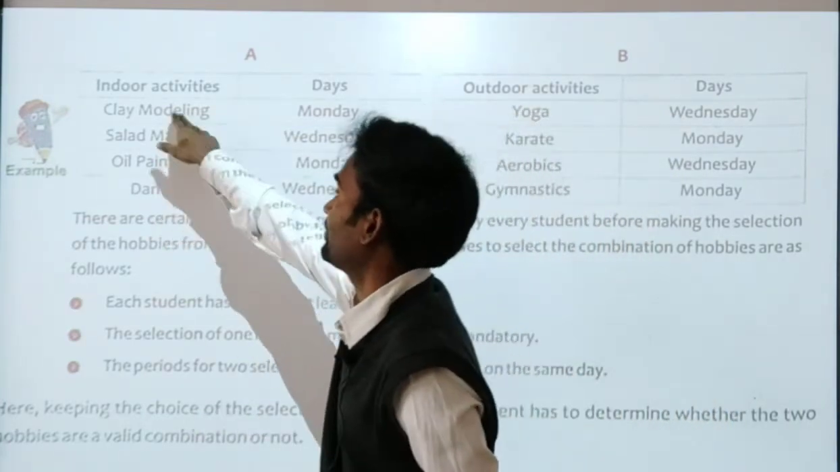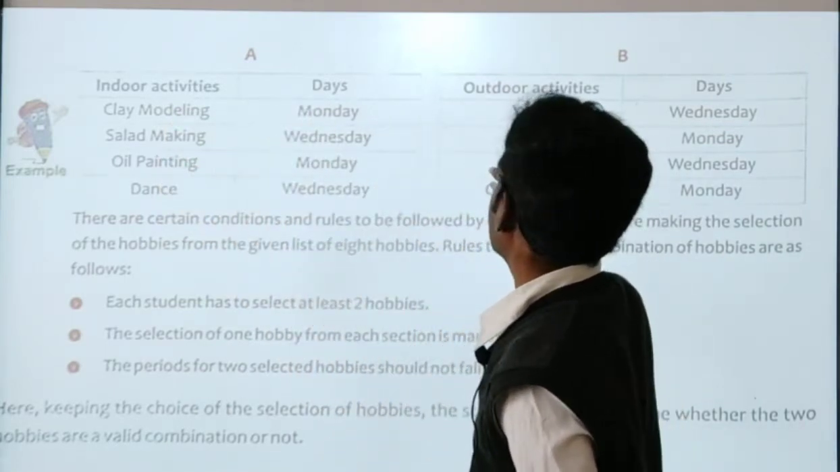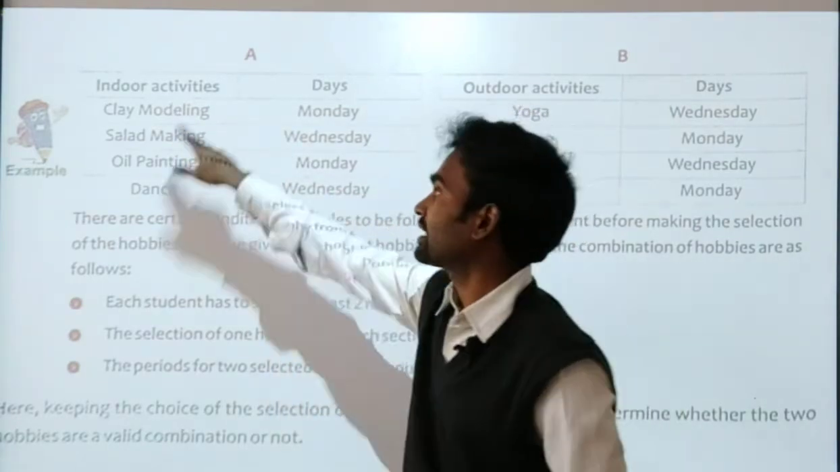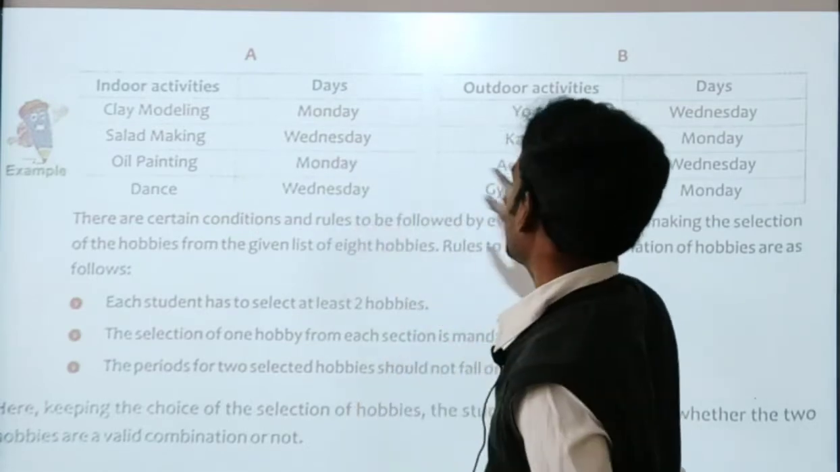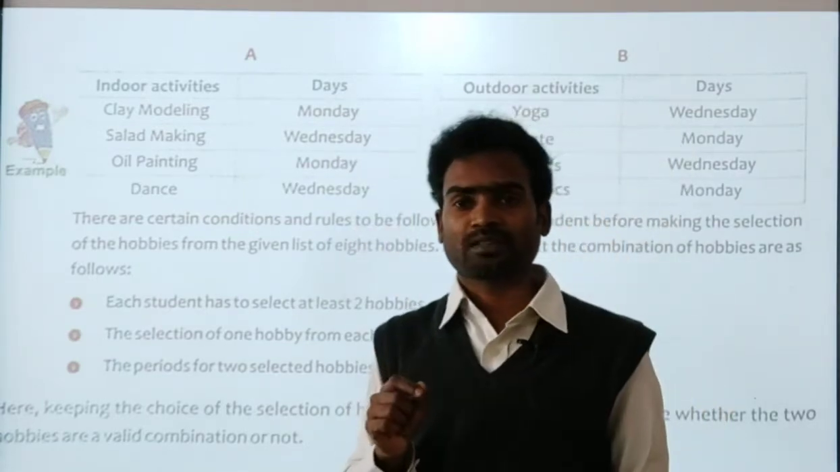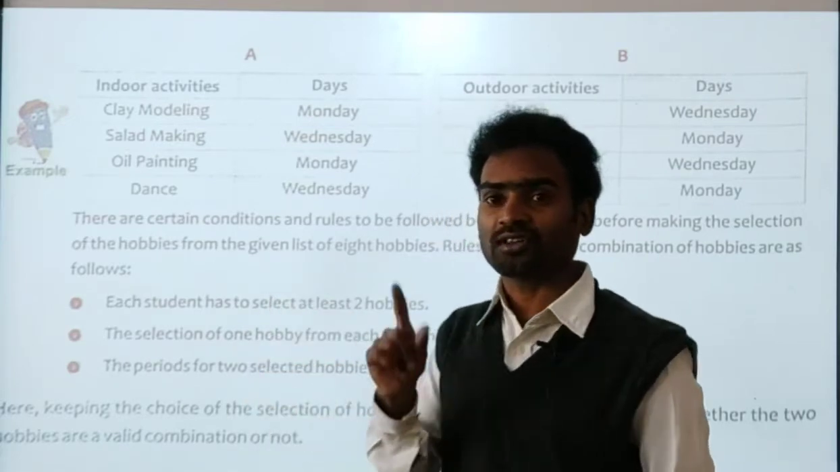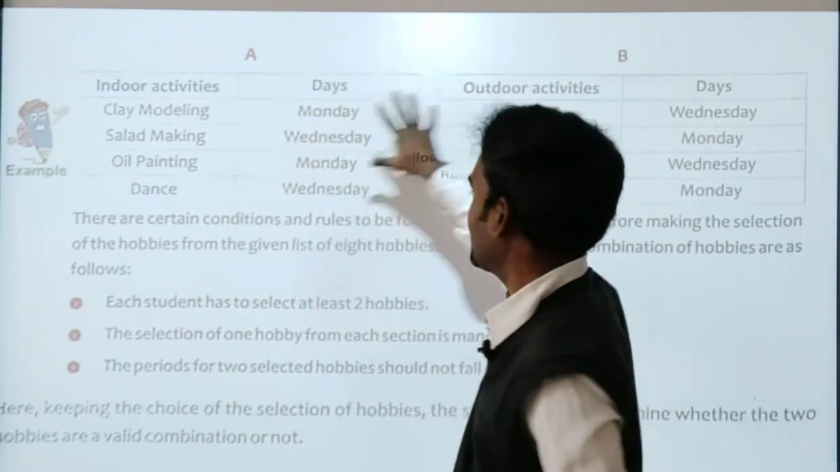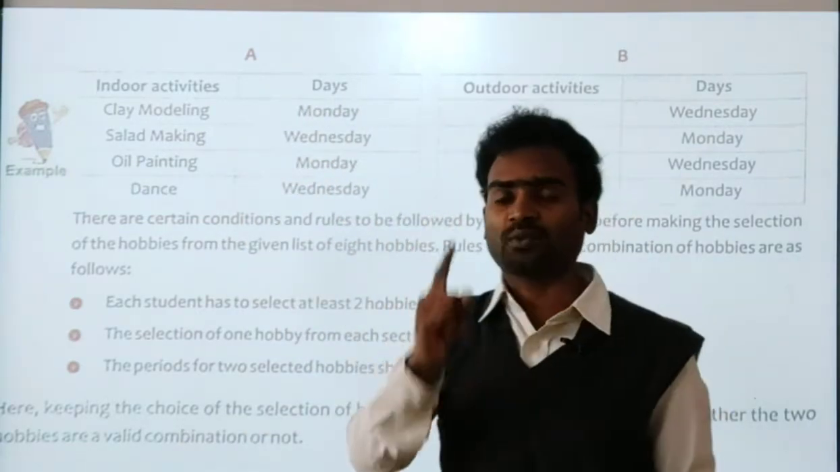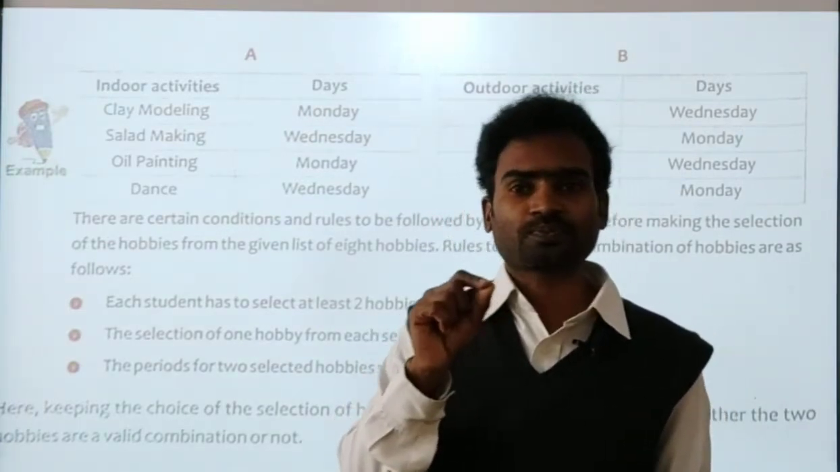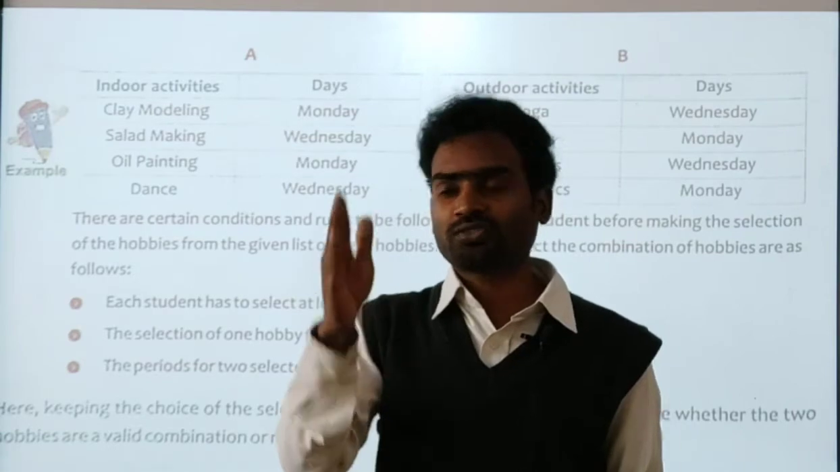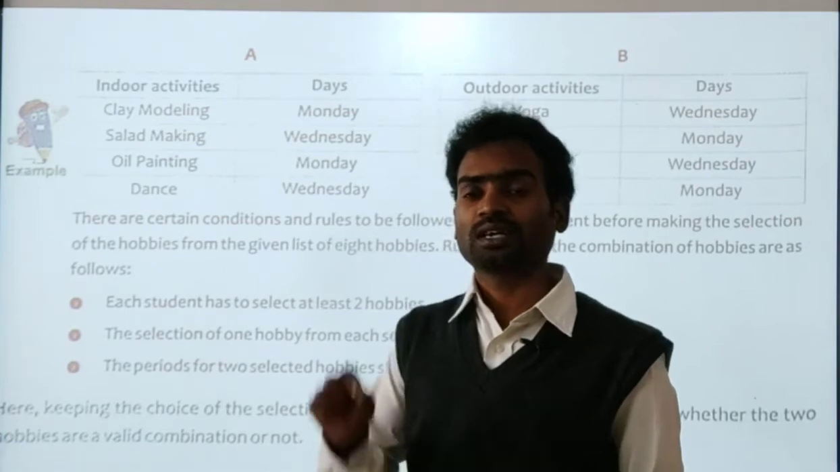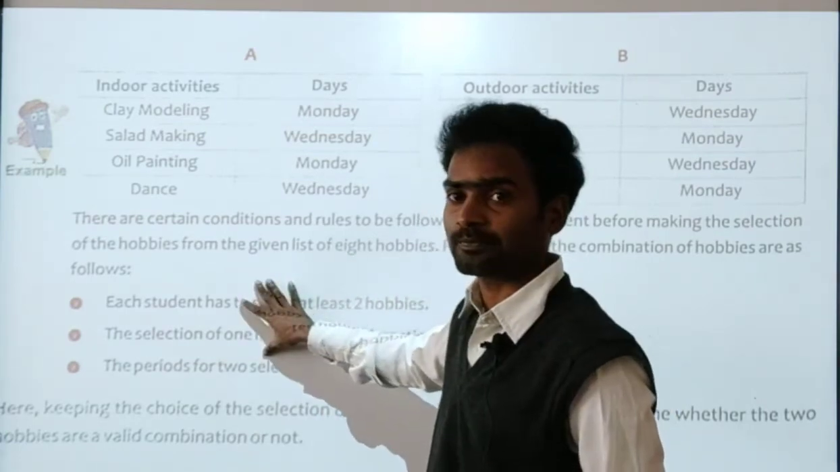For example, if clay modeling is on Monday, and karate is also on Monday, we should not choose both. Sometimes we may like clay modeling, that is our hobby, and karate is also our hobby. But according to the rules, we should not choose the same day. But we have to select 2 hobbies, with one mandatory from each side. So we have to go through a lot of strategy to find the solutions. That's what we mean when we say we have to apply reasoning to situations.